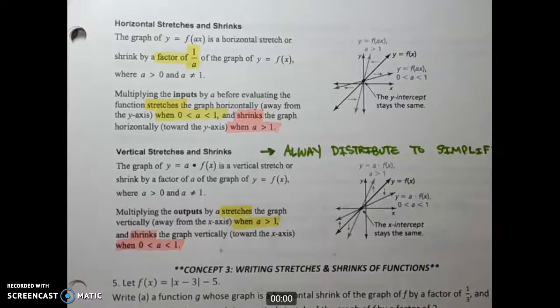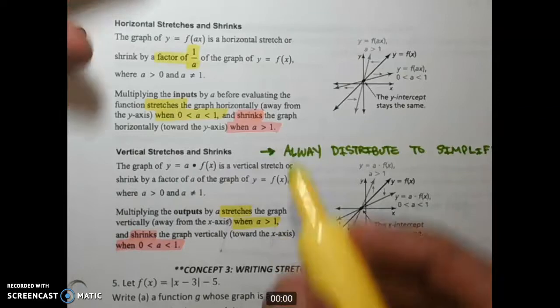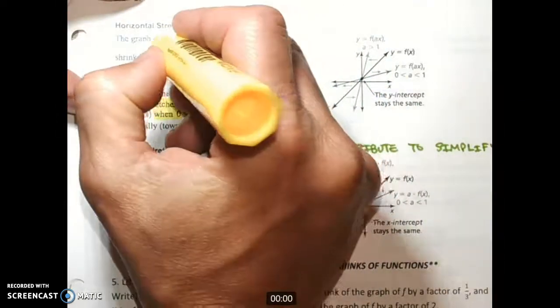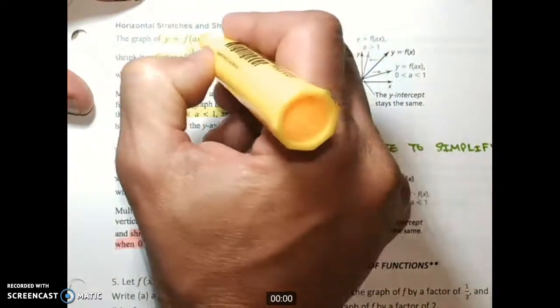Okay, I flipped the page to page 7, and now I'm going to do horizontal stretch and shrink and vertical stretch and shrink. I'm going to start with horizontal. Again, horizontal is counterintuitive to what it seems it would be, right? So it's going to be opposite of what your initial thought process is. Here is the key to writing your horizontal stretch and shrink rules.